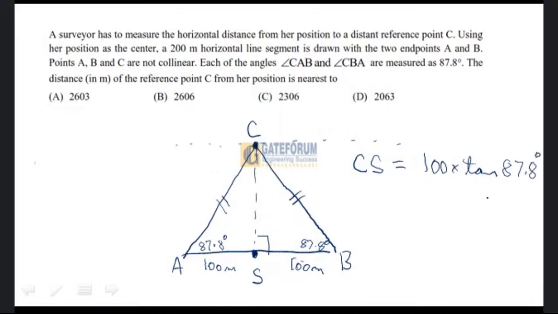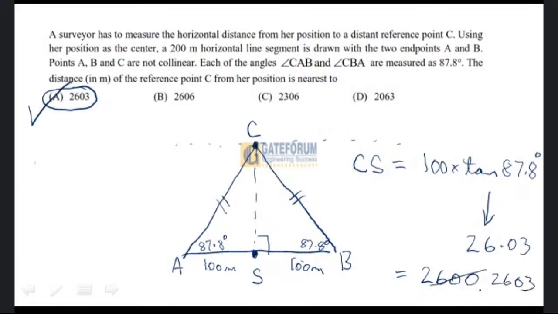87.8 degree. Now, if you have a scientific calculator at your disposal, tan of 87.8 degree is approximately equal to 26. So basically, the length of this would be 100 into 26, that is 2600. Now look at the options. The nearest one to 2600 would be 2603, and hence the answer is 2603. And actually the exact value, if you use the scientific calculator, is indeed 26.03. But experience would also tell you that tan of 87.8 degree is about 26. So that's question one.